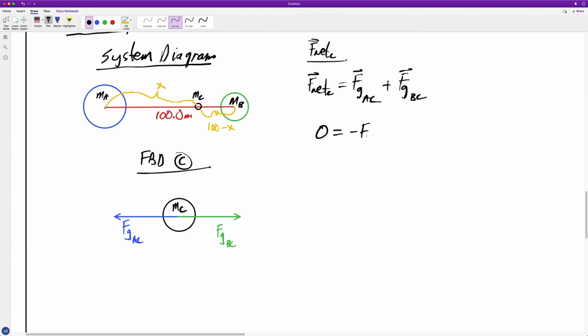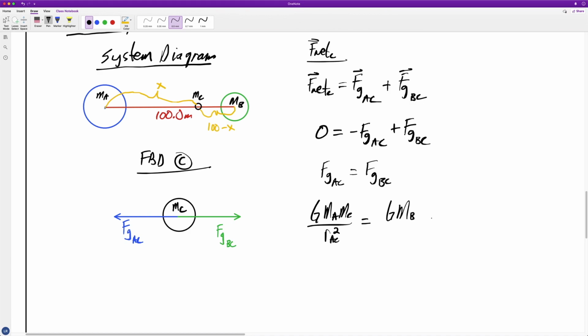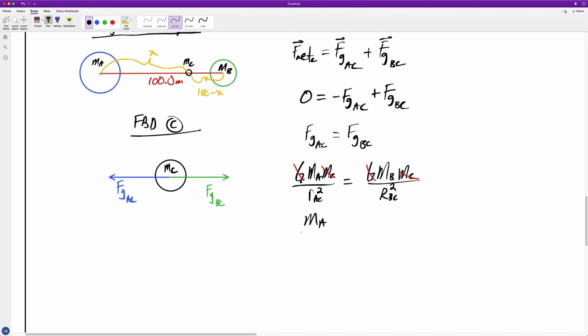FGAC is pulling to the left, making it negative. FGBC is to the right. Bringing the negative term to the left-hand side, we get the magnitude of the gravity between AC and the magnitude of the gravity between BC equal to each other. Using Newton's universal gravitational equation, big G MA MC over RAC squared is equal to big G MB MC over RBC squared. Now a couple of convenient things happen. Big G cancels out because it's on both sides of the equation. Also, our MC's cancel out.